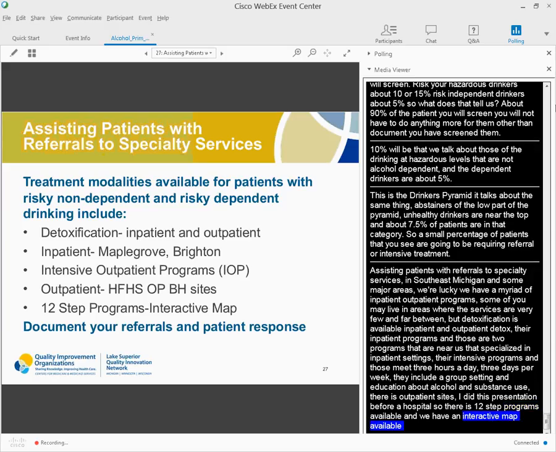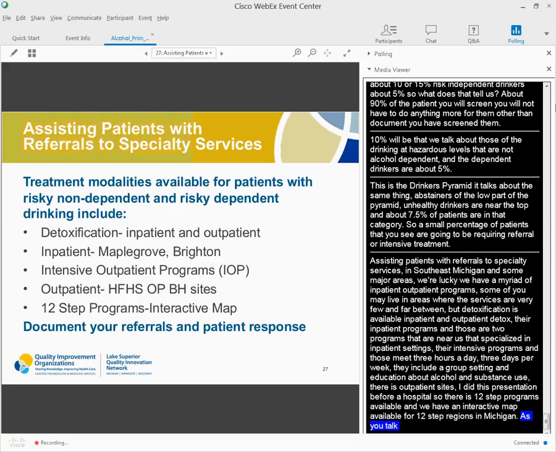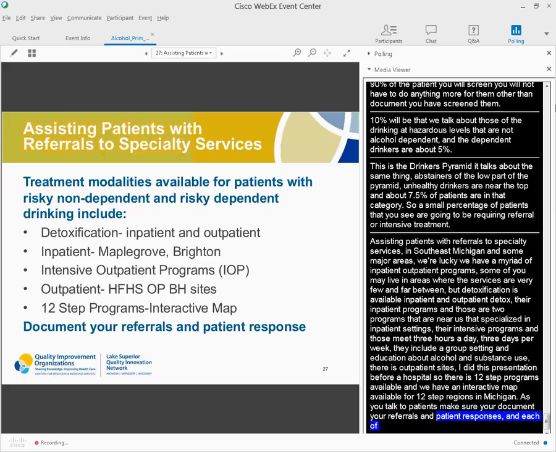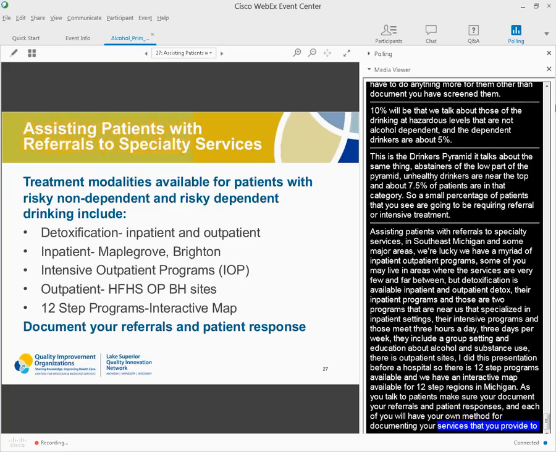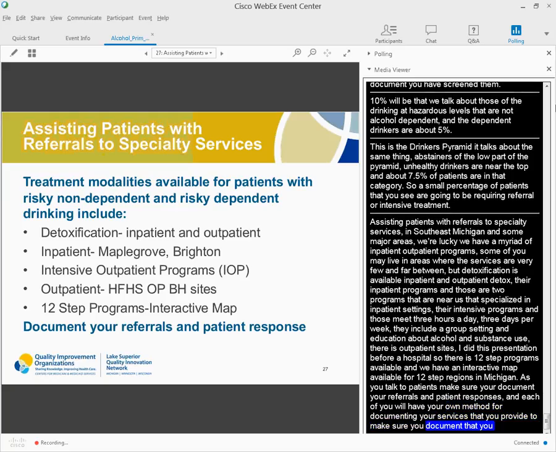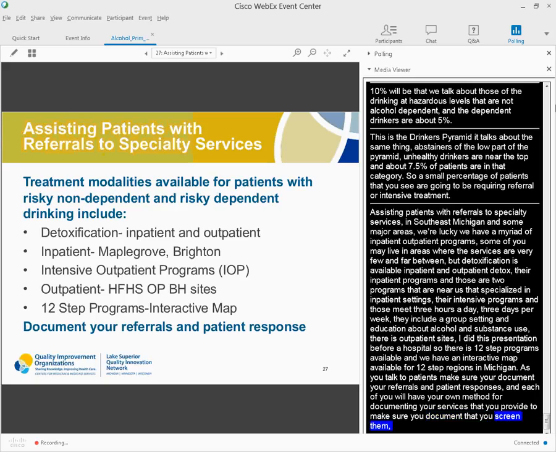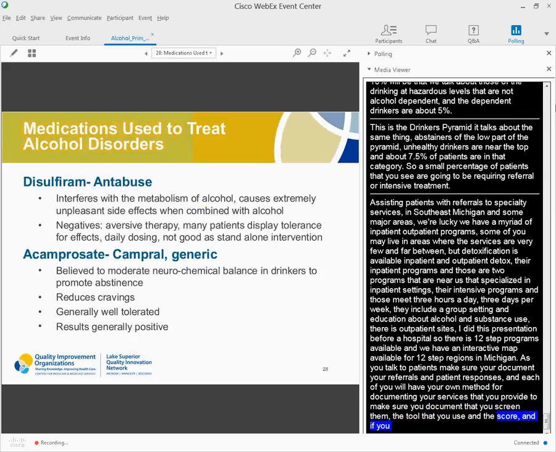So as you talk to patients, make sure you document your referrals and patient response. And each of you will have your own methods for documenting the services that you provide. So make sure you document that you screened them, the screening tool you used, what the score was, and if you did anything with them, if you talked to the patient about anything, gave them brief advice, or referred them somewhere else.